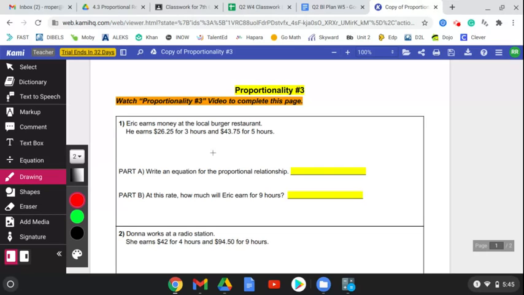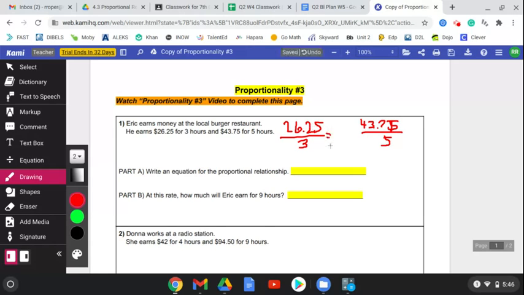Okay, number one says Eric earns money at the local burger restaurant. He earns $26.25 for 3 hours and $43.75 for 5 hours. And so part A says write an equation for the proportional relationship. Okay, so he earns $26.25 for 3 hours and $43.75 for 5 hours.